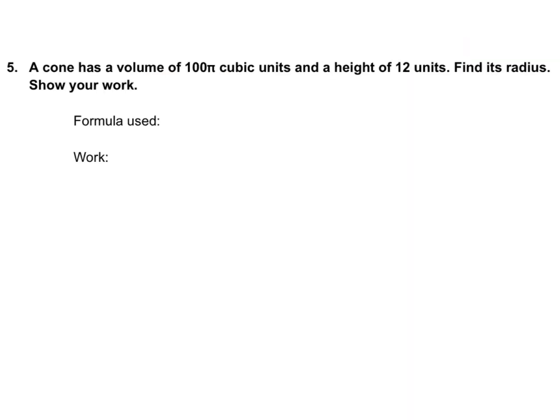Okay, for number 5, we have a similar situation where we know it's a cone and we know the volume of the cone. It's 100 pi cubic centimeters and the height is 12. Find the radius this time. So since it's a cone, we know our formula: pi r squared h divided by 3. And here again, you can use the 1/3 if you prefer. And we do know the volume, so 100 pi.